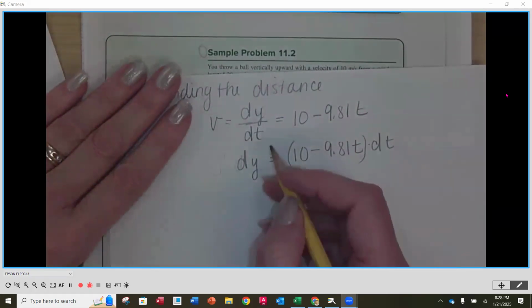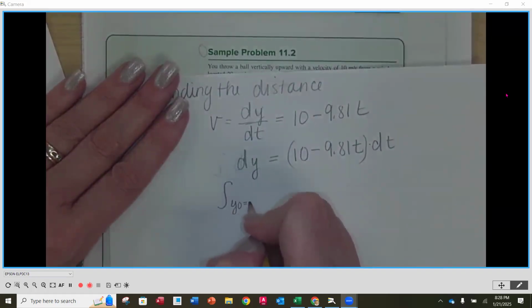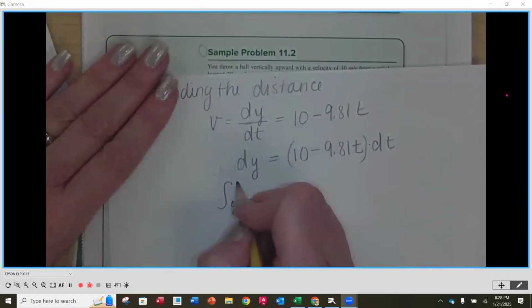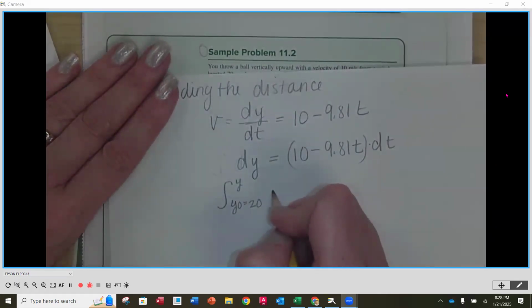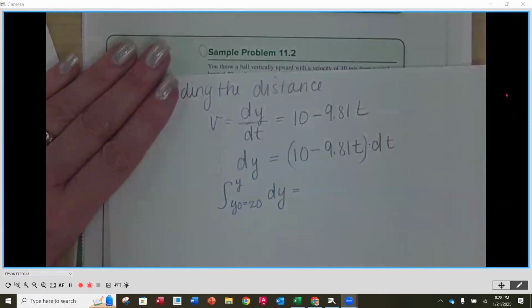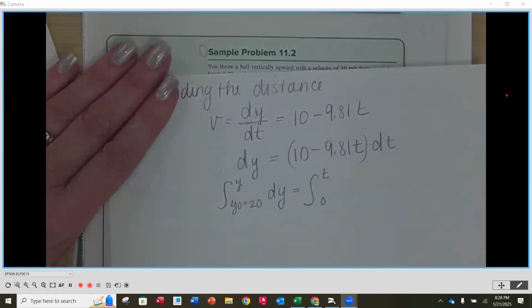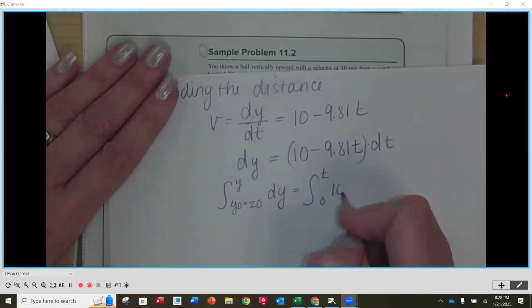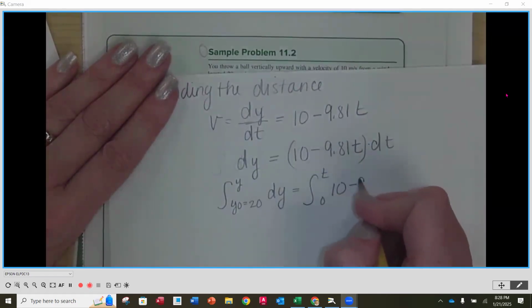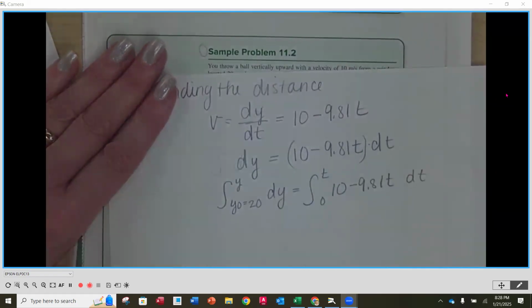Now I'm going to do my integral. So my original y is going to be that 20 meters again. And then I'm going to have a distance of y on this side, and this is going to be the dy. It's equal to my t and my 0. So I'm going to start at a 0 time at the bottom, and go to a time t, and it's going to be 10 minus 9.81 t, and then dt.